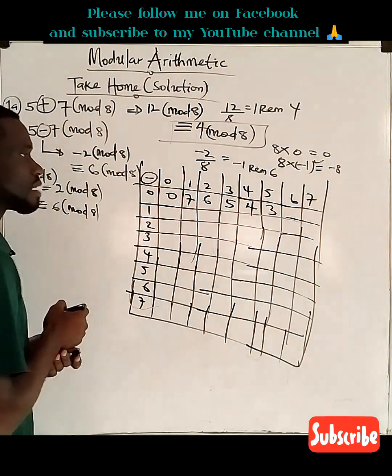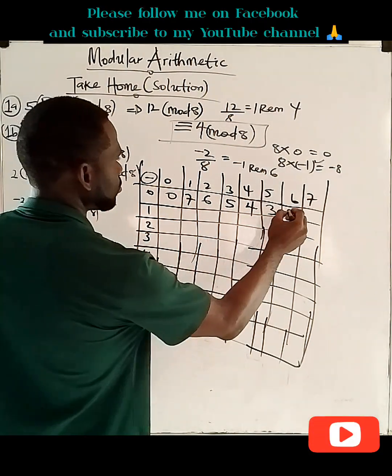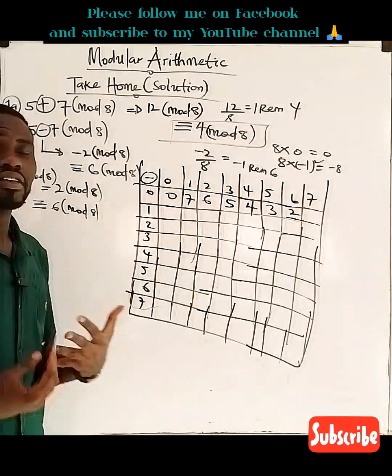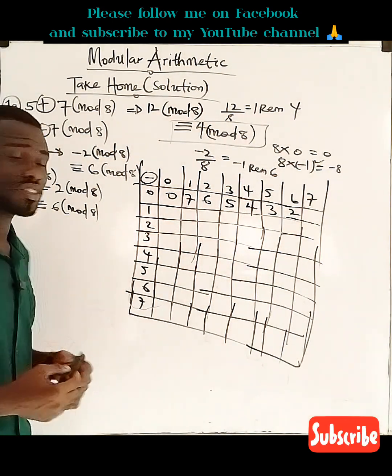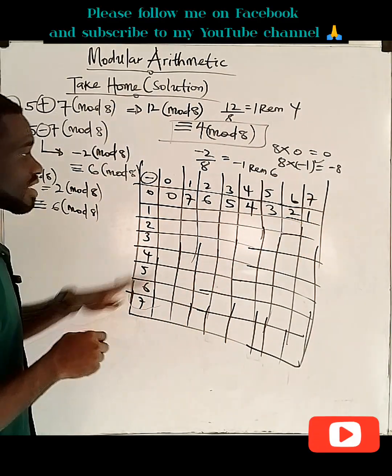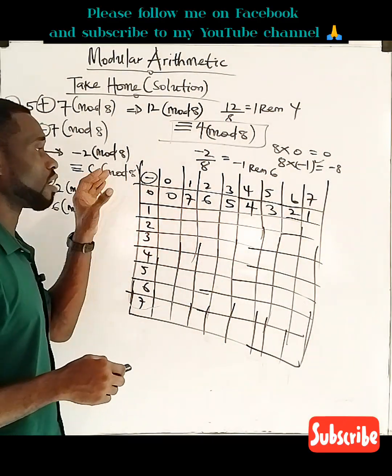So 0 minus 6, that's going to be 2. Then 0 minus 7 is minus 7, which in modulo 8 will give us 1. So this is exactly like what we got when we were working on the addition table.